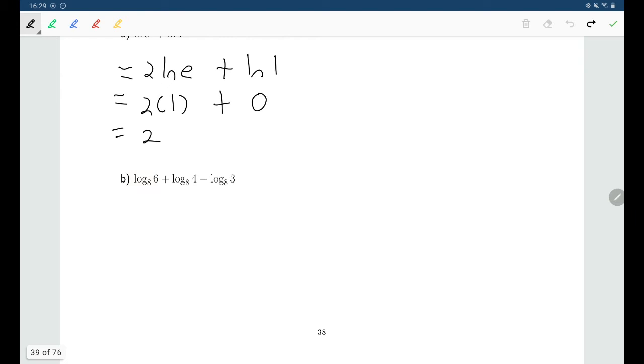But if we use some properties of logs, then actually we can combine this into one single log that we'll be able to evaluate directly. So first off, two logs with the same base being added together would be multiplying their arguments, multiplying what's being put in as the input. So when I say log base 8 of 6 plus log base 8 of 4, that would be log base 8 of 6 times 4, which is 24. So that's my first step.